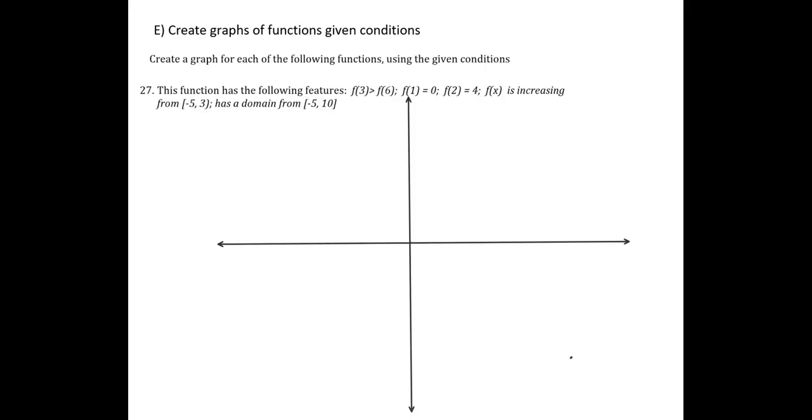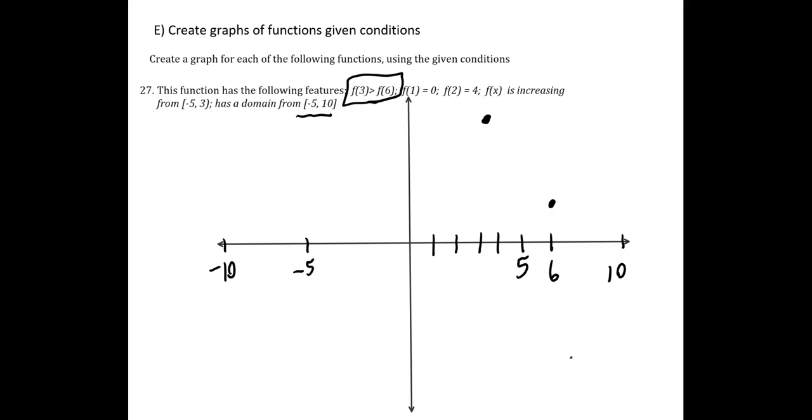And then finally, our last objective is to create graphs of functions given conditions. So we're asked to graph a function that has the following features. I'm going to start with the domain because the domain is most important for being able to know how to graph this function. So domain is from -5 to 10. So I'll make halfway be 5, all the way be 10, which means this is -5 and 10 on my scale. So I know this function is going to cover from -5 over to 10 based on the domain.